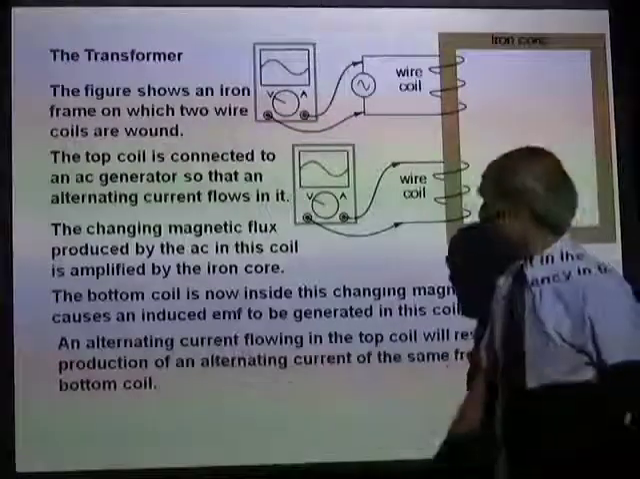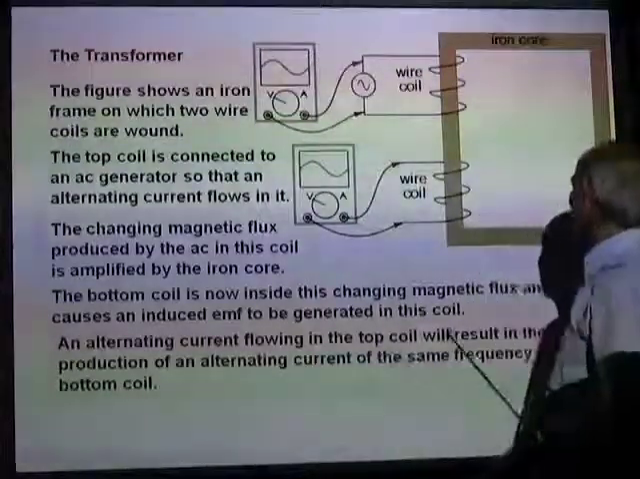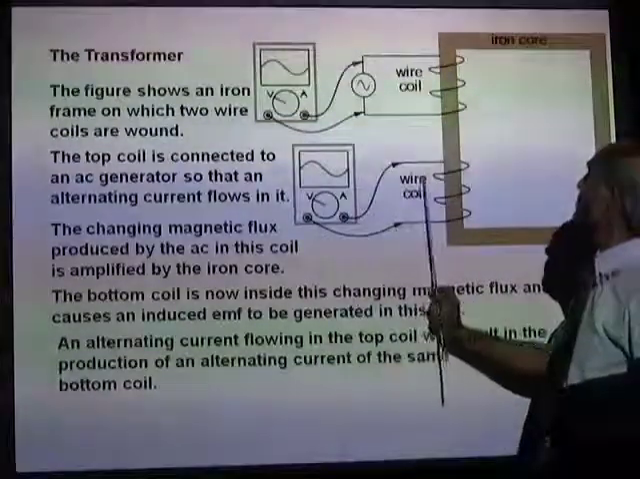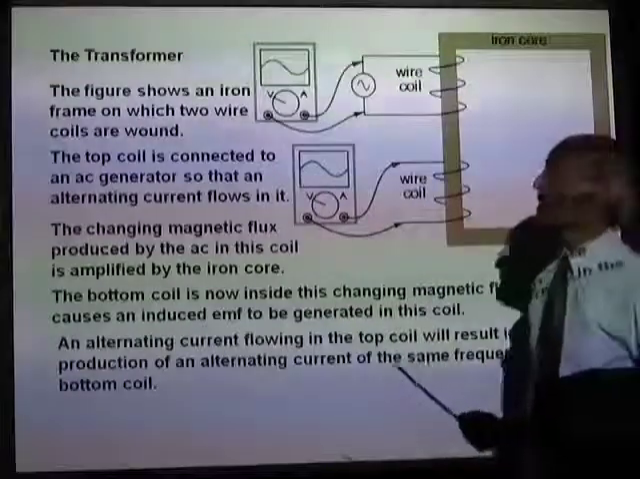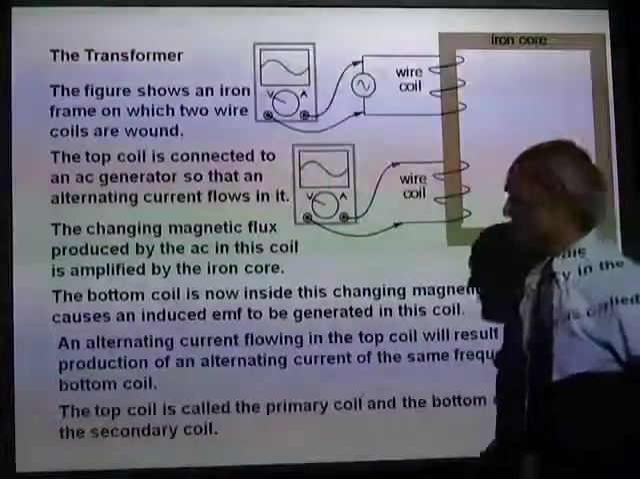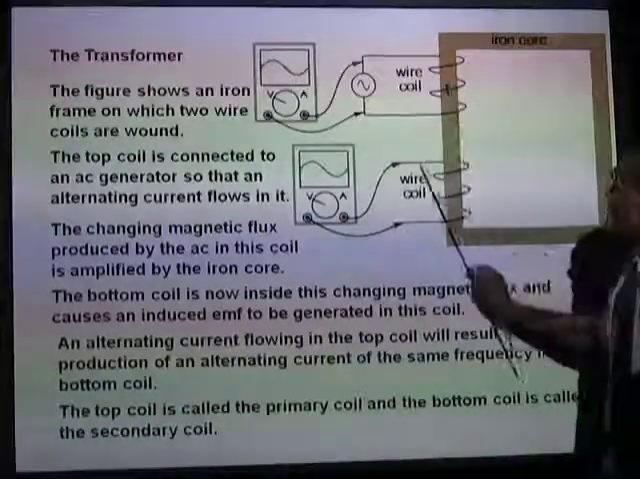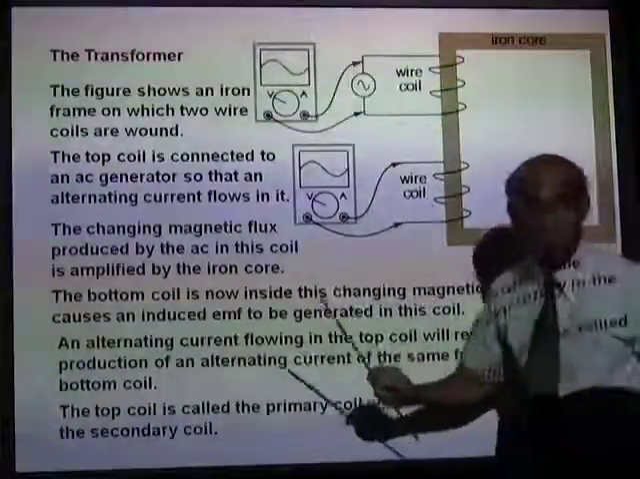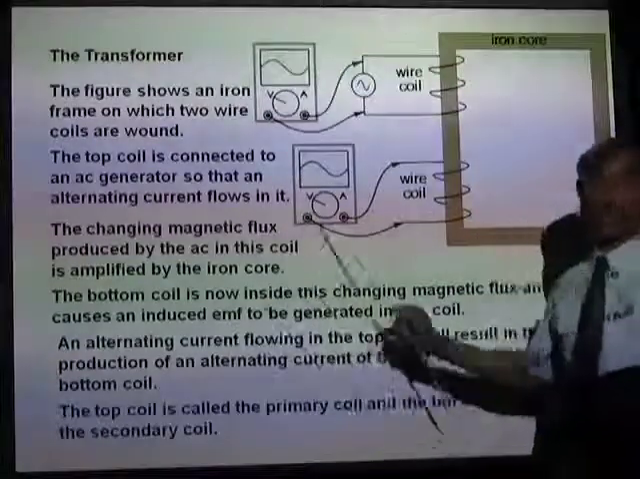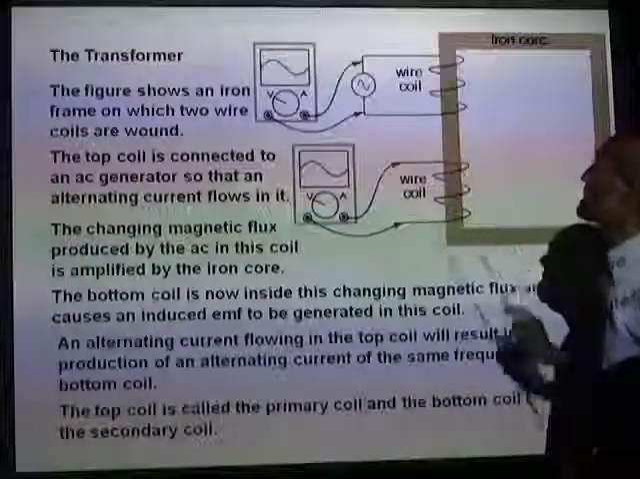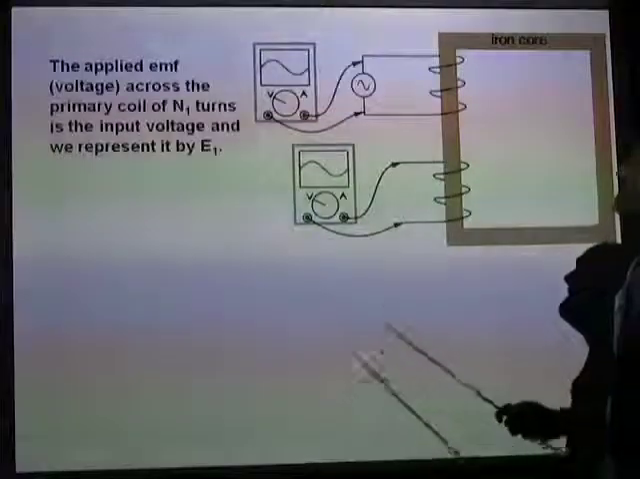Now, an alternating current flowing in the top coil will result in the production of an alternating current in the bottom coil. The top coil is called the primary coil, and the bottom one is called the secondary coil. So a transformer has a primary coil and a secondary coil.